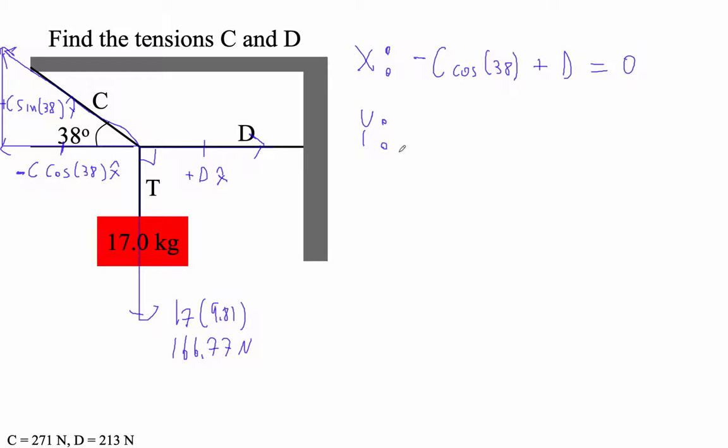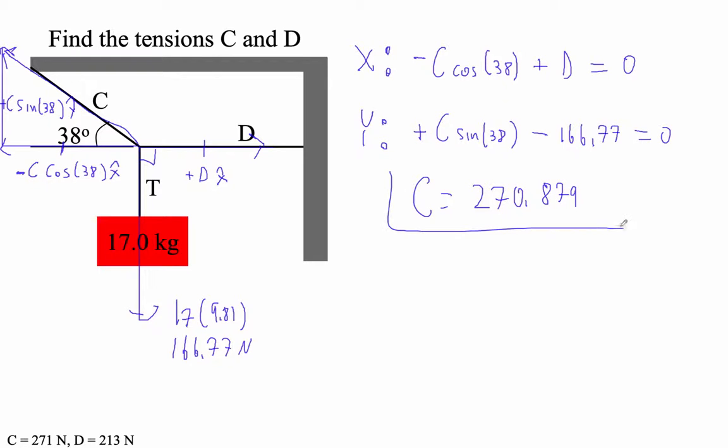Let's look at the y direction. In the y direction, we've got plus C sine 38 minus 166.77 is 0. And since D is purely horizontal, there's no D in here. That makes this equation solvable. So that divided by sine 38 is equal to 270.879. So C is equal to 270.879. So we got a solution for C.